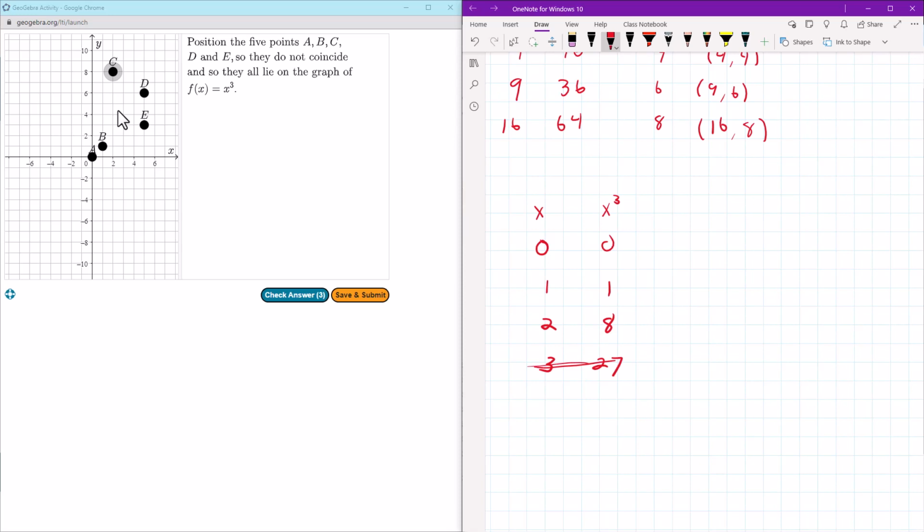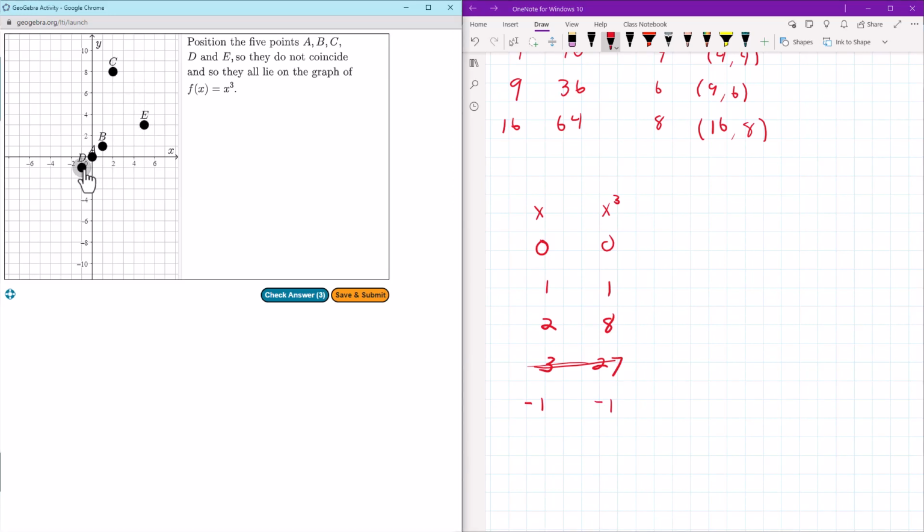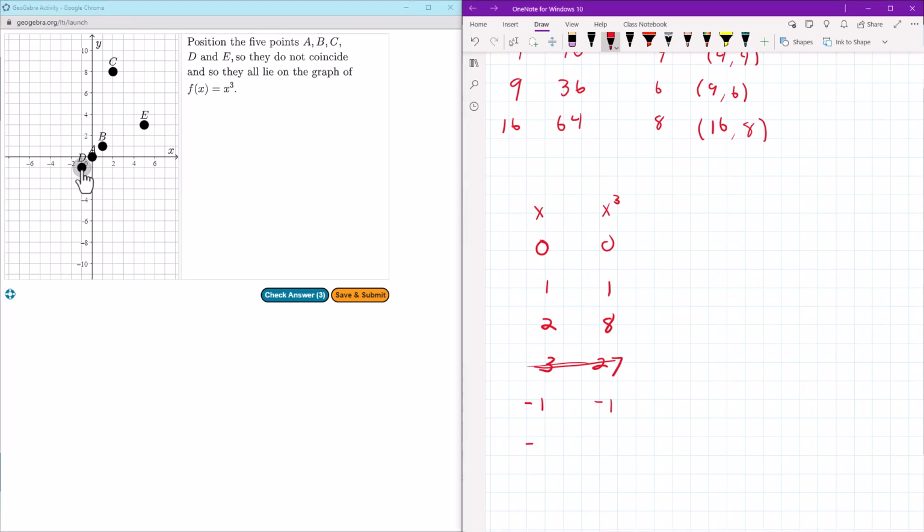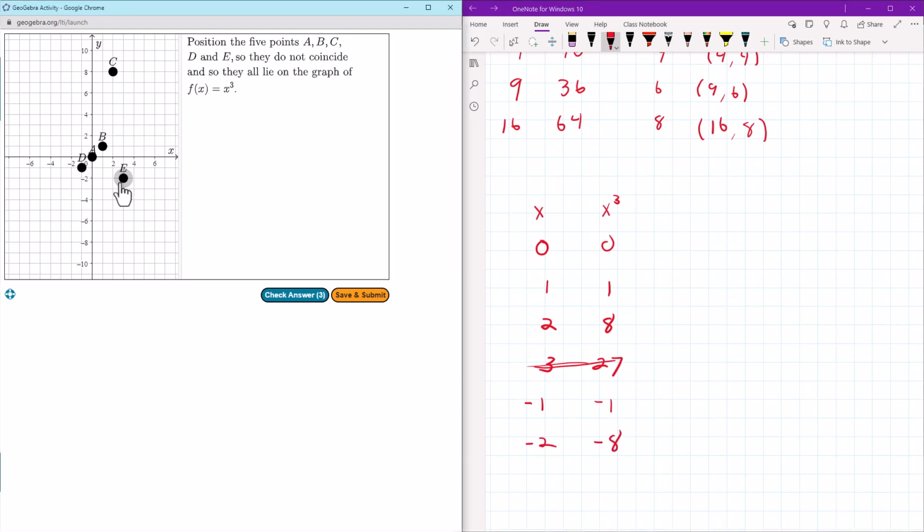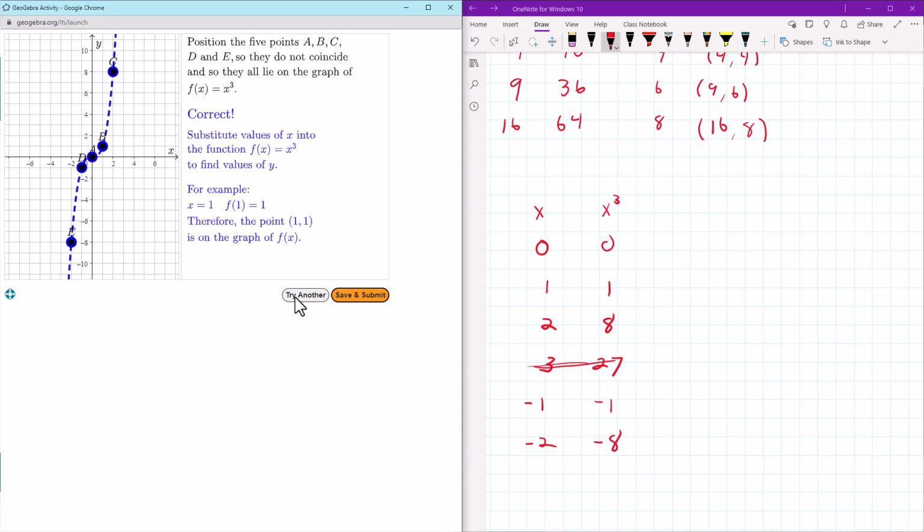But we can go the other direction from 0, which is negative 1. Negative 1 cubed is negative 1. So we can take d and put that at negative 1, negative 1. And then we're back to 2, negative 2. Negative 2 cubed is negative 8. Negative 2 times negative 2 times negative 2, that's negative 8. So we can put e here. And there you go. We can check our answer. That should be right, unless I really screwed something up. There you go. And that's how you would do that.